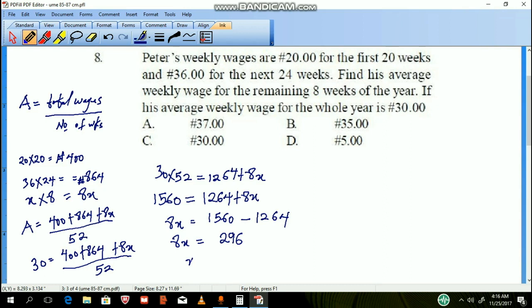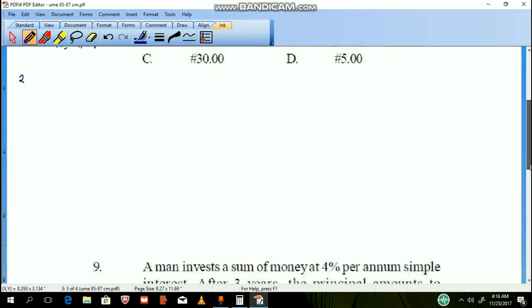Now if I make x the subject, x will be 296 divided by 8. 296 divided by 8, that should result to 37. So it implies that his average weekly wage for the remaining 8 weeks is option A, 37. Let's move over to the next question.